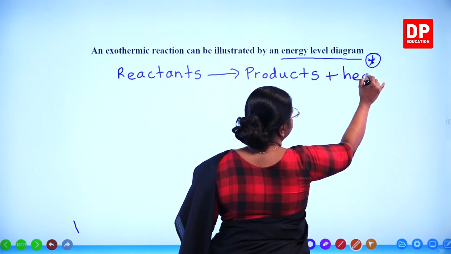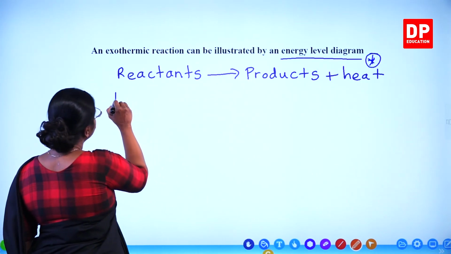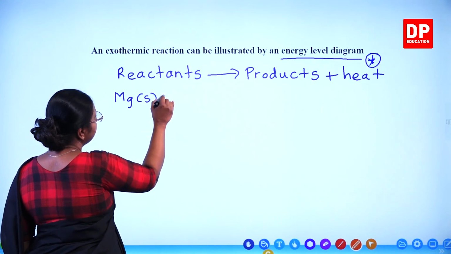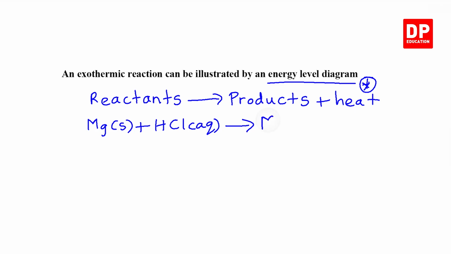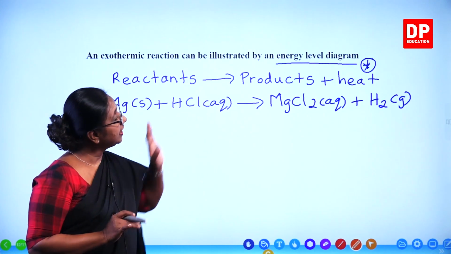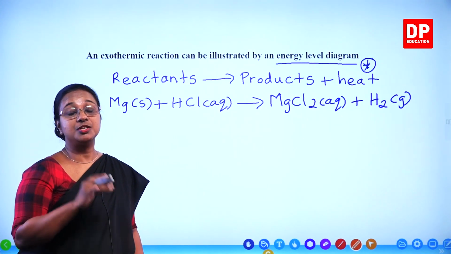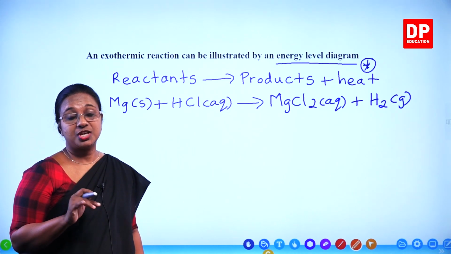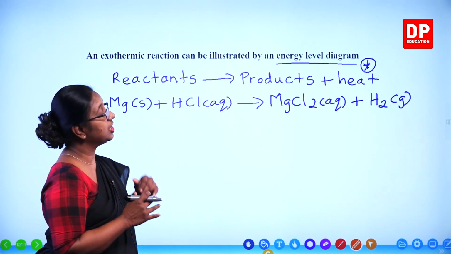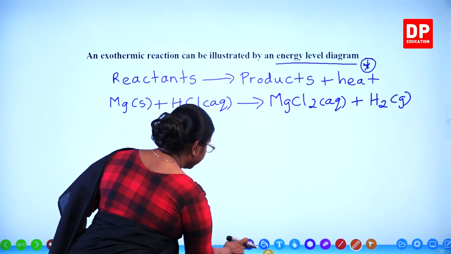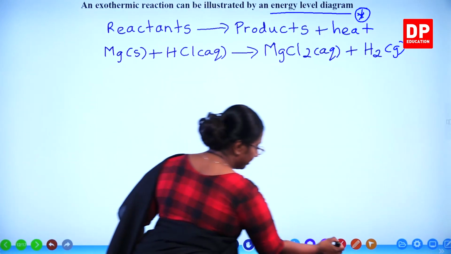and evolving heat. We discussed the example where we used magnesium solid reacting with hydrochloric acid aqueous, giving rise to magnesium chloride aqueous and evolving H2 gas. So that is the reaction. For these, we can use energy level diagrams to represent these reactions. It can be exothermic or the second type, endothermic. For both, we can use energy level diagrams. This is how we draw the energy level diagrams.